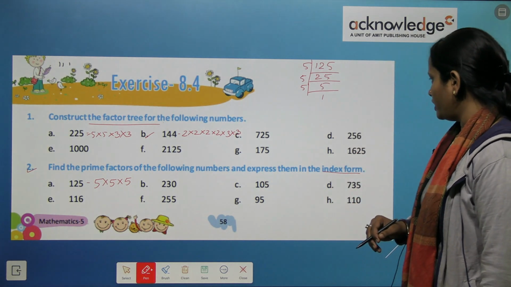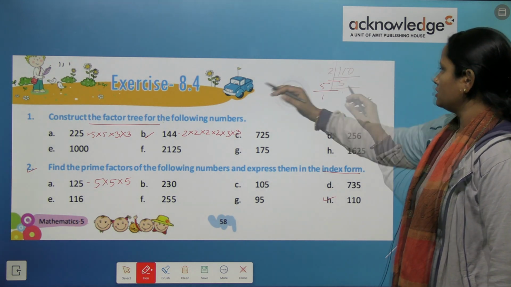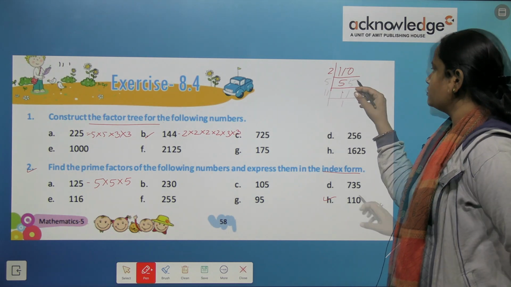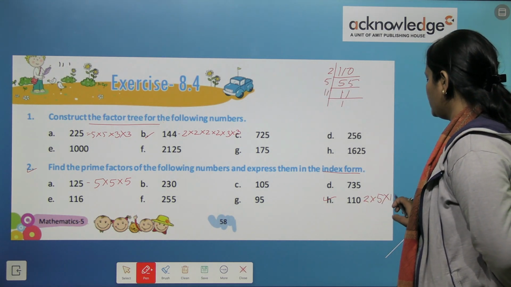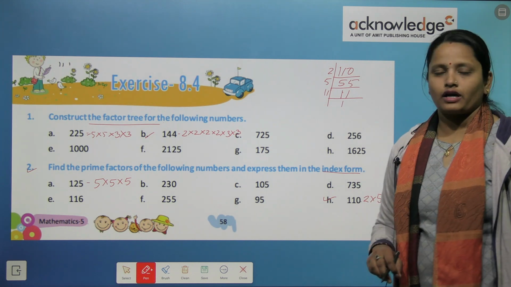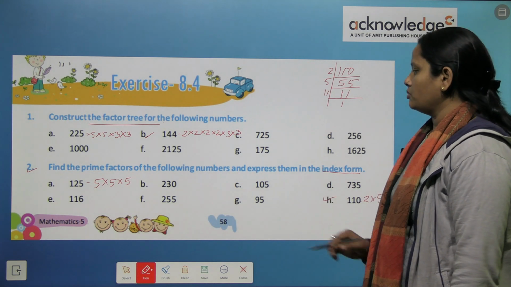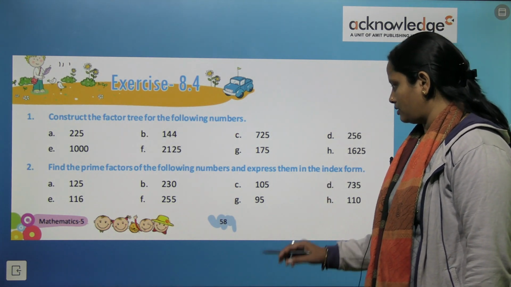Similarly, let's find the factors of this 110. We have to divide 110 by 2. So the factors are 2 multiply 5 multiply 11. So these are the factors of 110. So children, similarly, you have to complete the rest of the questions that are given here. You have to find the factors of them and write it here.